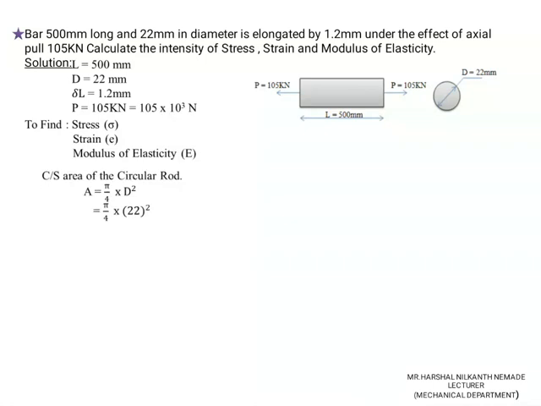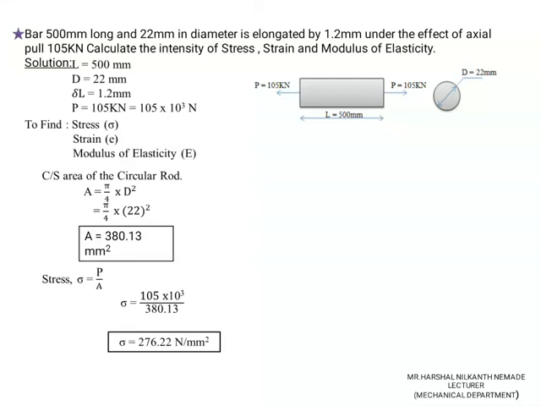First, the cross-sectional area of the circular rod, pi by 4 multiplied by d square. Substituting the d value, I will get the area, 380.13 mm square. After getting the area, the stress formula: sigma is equal to P by A. I will substitute the P value and A value, and I will get sigma as 276.22 Newton per mm square. After getting stress, I will go to find strain. The strain formula is delta L by capital L. So e is equal to delta L, which is 1.2, and capital L, which is 500. After solving, I will get e is equal to 3.18 multiplied by 10 raised to 5.